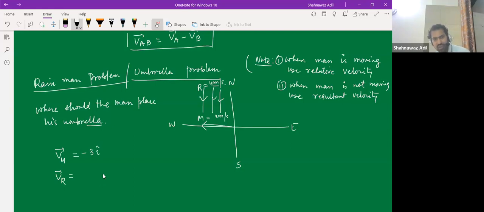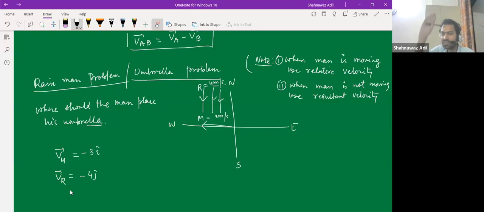Plus 4. So the rain is K, going upwards. So plus 4k. K means that it is coming at you, right? So J minus 4j, right? Absolutely right. So minus 4j, because it is falling down, right?